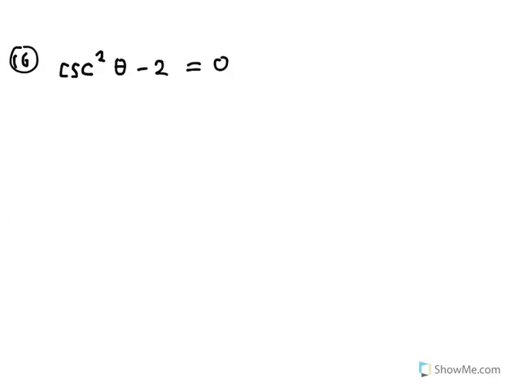So we want to find all possible solutions of the trigonometric equation cosecant squared theta minus 2 is equal to 0. So cosecant is the reciprocal of the sine function. So if you have cosecant of theta, that's equal to 1 over sine of theta.